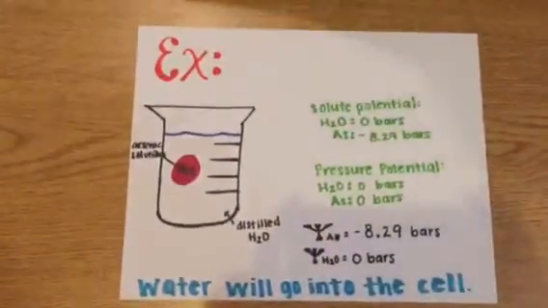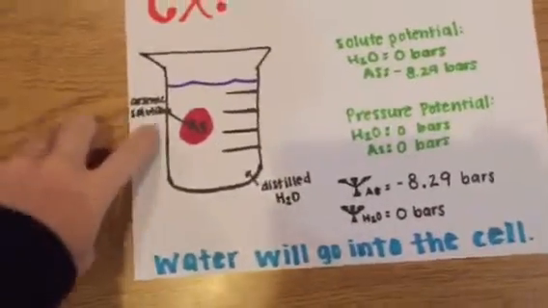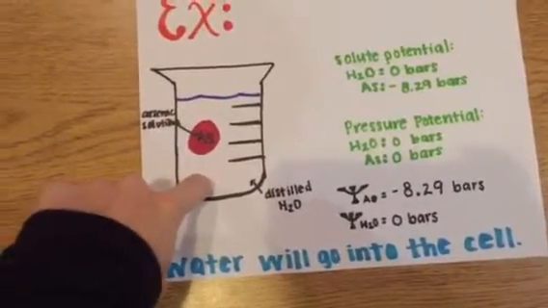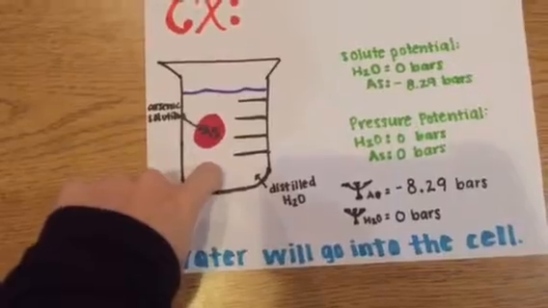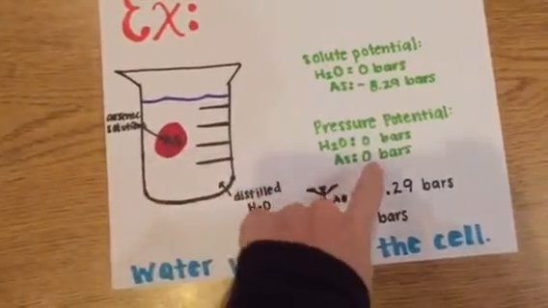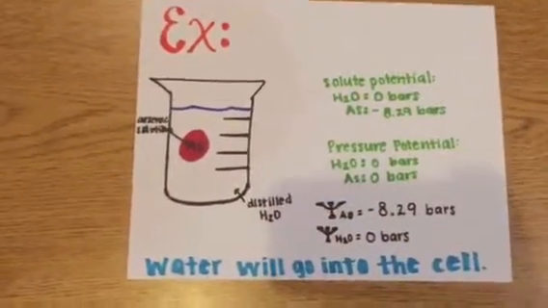Here's an example of water potential. Here you have an arsenic solution in a beaker of distilled water, and if it's an open beaker, it'll always have a zero pressure potential, as seen over here. So water will go into the cell.